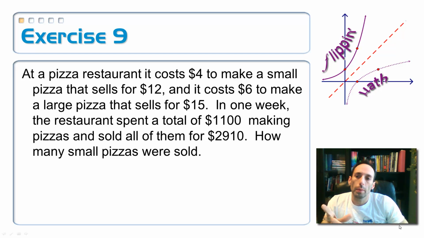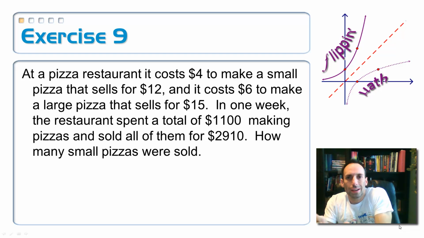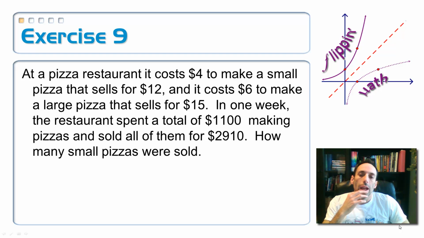Okay, so at a pizza restaurant, it costs $4 to make a pizza that sells for $12, right? So it costs them maybe $4 in materials and to pay someone to make it, but they're going to turn around and sell it for $12 so they can make some money. And it costs $6 to make a large pizza that they're going to turn around and sell for $15. In 1 week, the restaurant spent a total of $1,100 making pizzas and then sold them all for $2,910. The question is, how many small pizzas were sold?